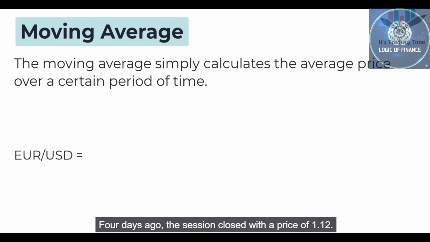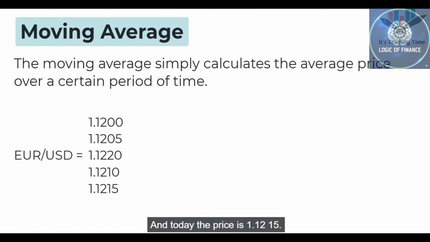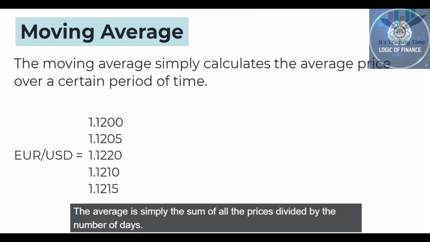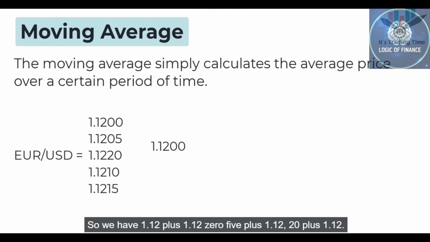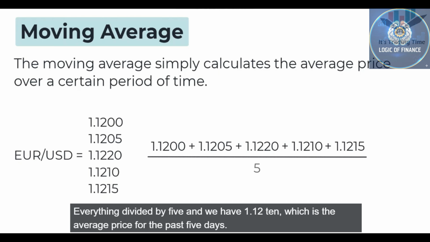4 days ago, the session closed with a price of 1.12. 3 days ago, it closed at 1.1205, then 1.1220, 1.1210, and today the price is 1.1215. The average is simply the sum of all the prices divided by the number of days. So we have 1.12 plus 1.1205 plus 1.1220 plus 1.1210 plus 1.1215. Everything divided by 5, and we have 1.1210, which is the average price for the past 5 days.